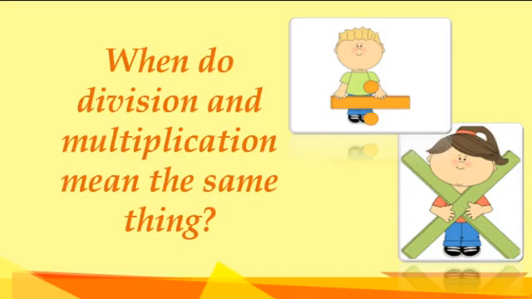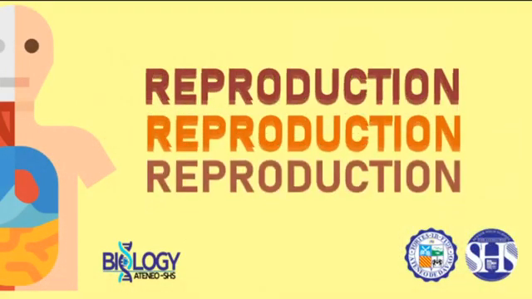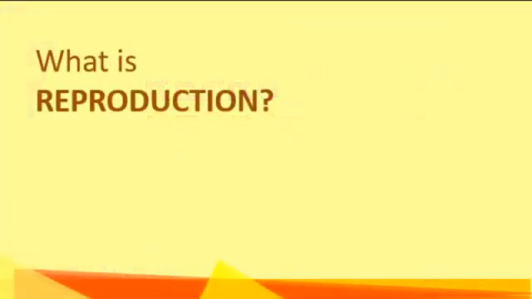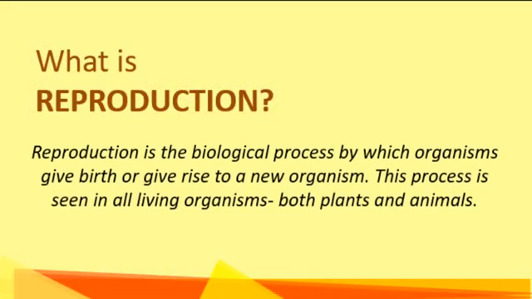When do division and multiplication mean the same thing? For biology, it is reproduction. This is the biological process by which organisms give birth or give rise to a new organism. This process is seen in all living things, both plants and animals.